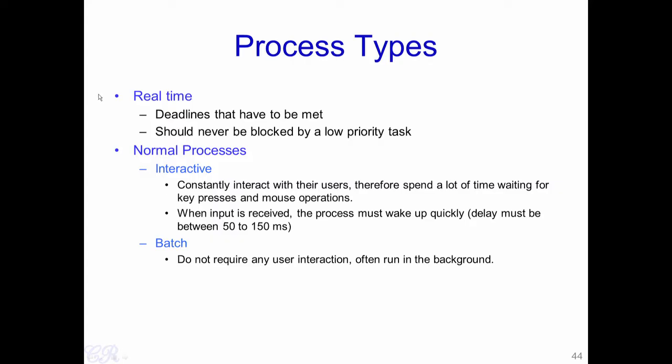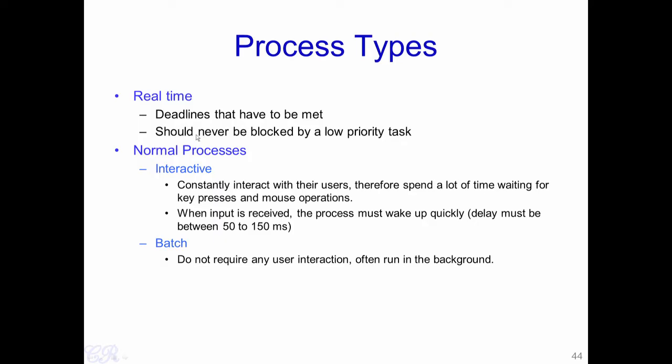Linux classifies processes into two types. One is a real-time process and the other is normal processes. Essentially, a process could be either real-time or a normal process. Real-time processes are those which have very strict deadlines. For instance, they could be processes involving control of a robot, data acquisition systems, or PIC controllers. Real-time processes should never miss a deadline and they should never be blocked by a low priority task.